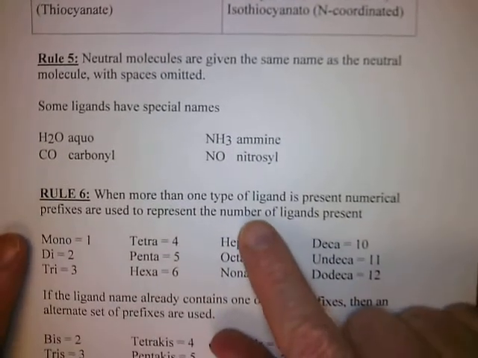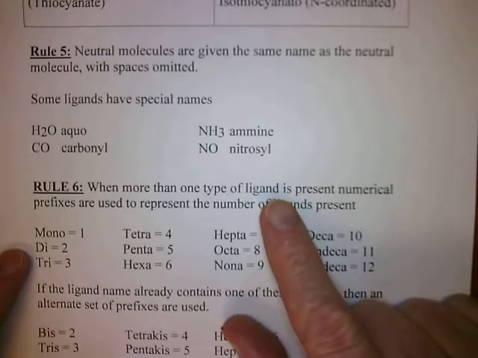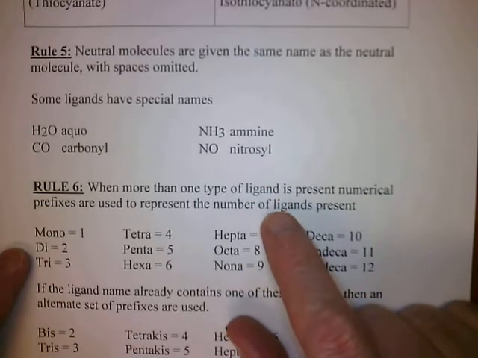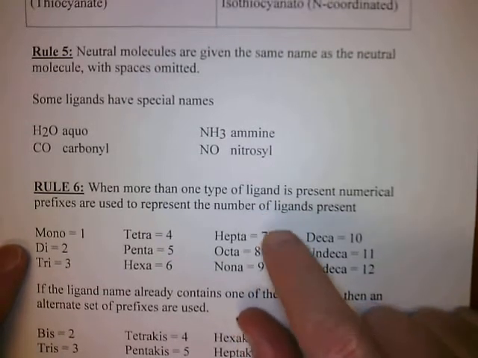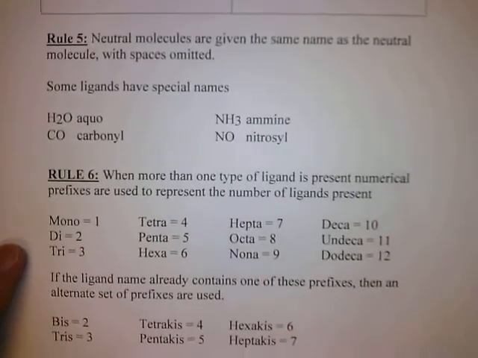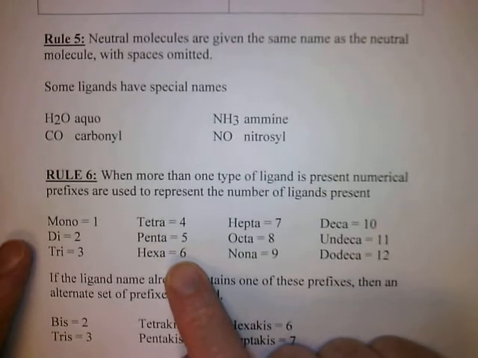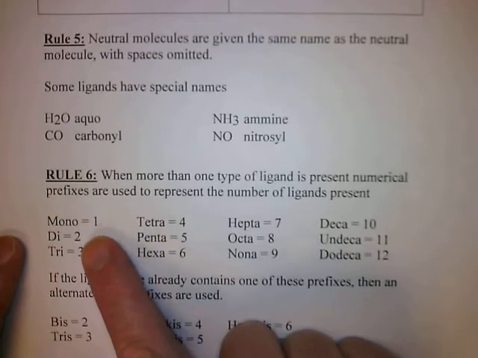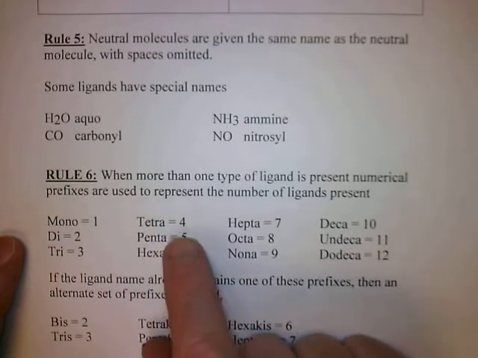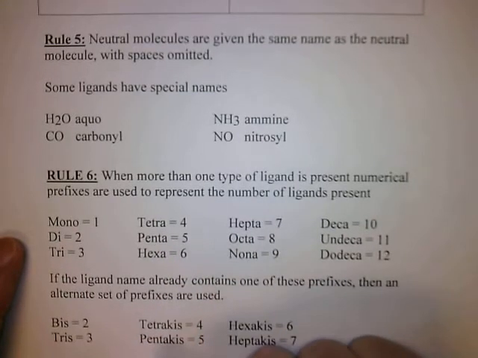Now, you've seen this before too. When more than one type of ligand is present, numerical prefixes are used to represent the number of the ligands present. Like I said, you've seen these before. For our class, we're probably not going to go higher than 6, but it does go higher than 6. That's 1 for mono, 2 for di, 3 for tri, 4 is tetra, 5 is penta, 6 is hexa, and so on.